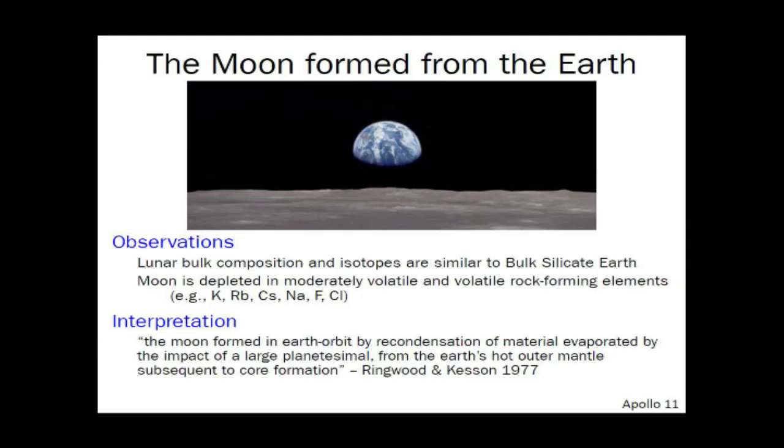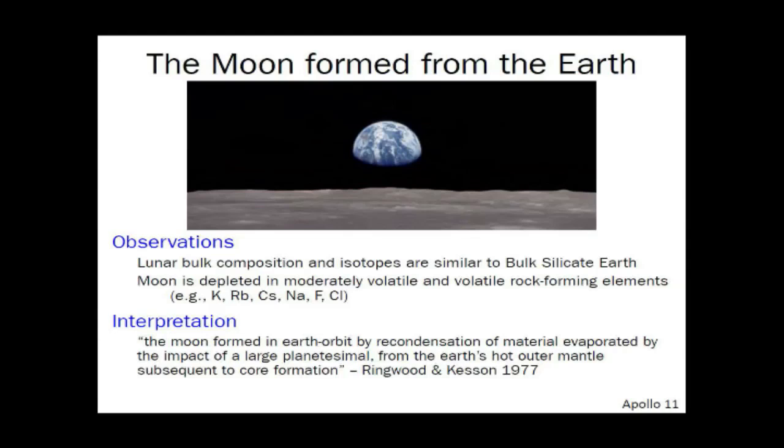And the interpretation that the geochemists came up with soon after seeing this data is nicely summarized in this quote from one of the early papers: that the Moon formed by condensation of the evaporated Earth's mantle, that the energy for that was driven by an impact event, and that this happened after core formation on the Earth. And the similarity demanded that we have a genetic relationship between us and the Moon.